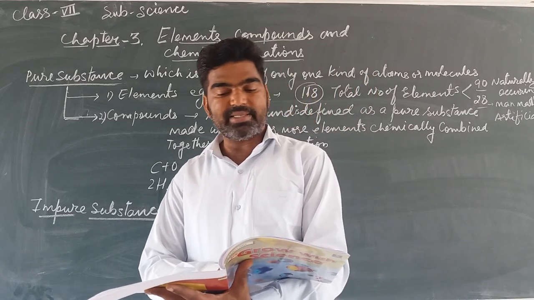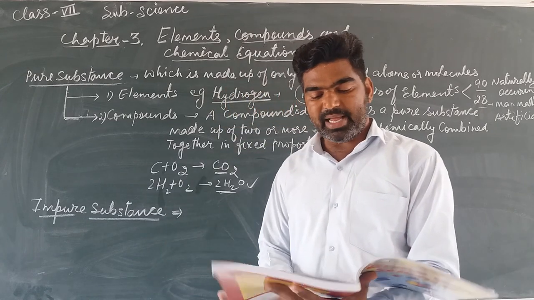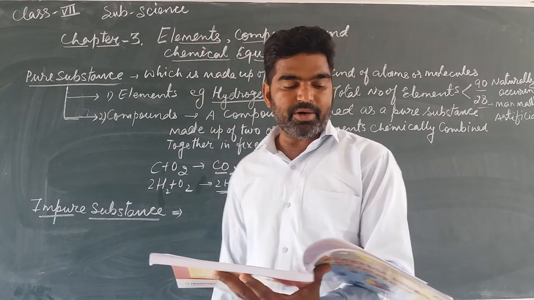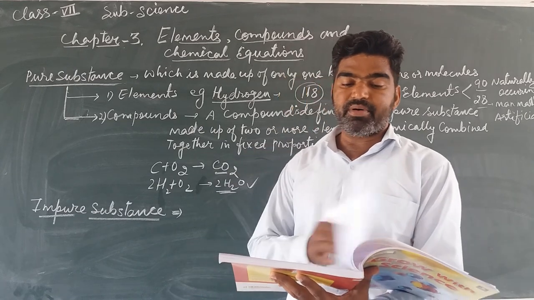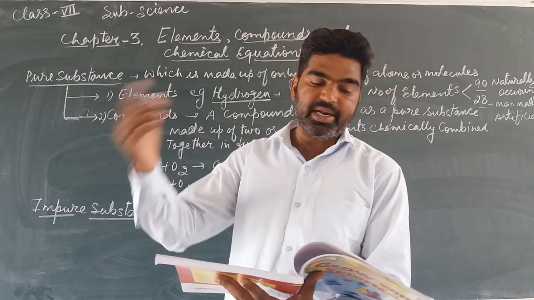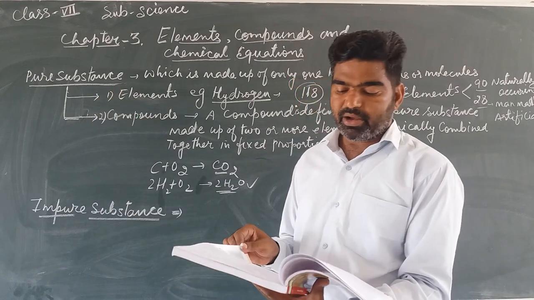So in today's class, I think is enough. In the next class, we will further discuss the symbols to represent the elements and the chemical formulas of different compounds, and how to write the chemical formula by balancing valencies.